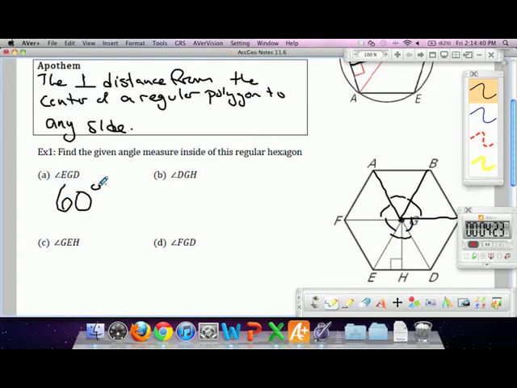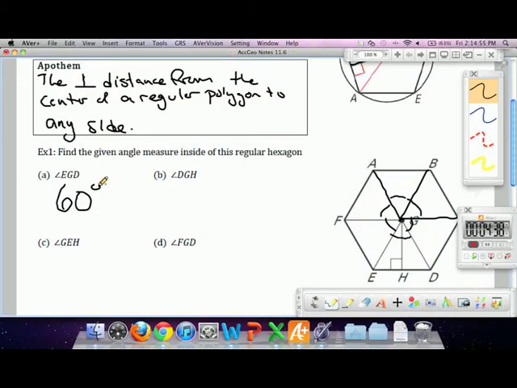Or if your polygon has n sides, each internal angle should be 360 over n. If it's a 6-sided polygon, we'll do 360 over 6. If it's, say, an octagon, we can do 360 over 8. That would tell us any one internal angle in here.